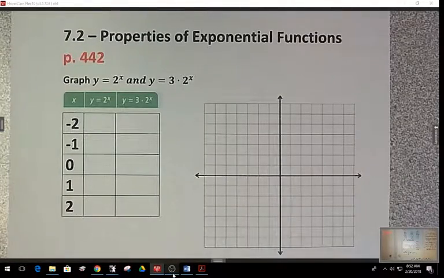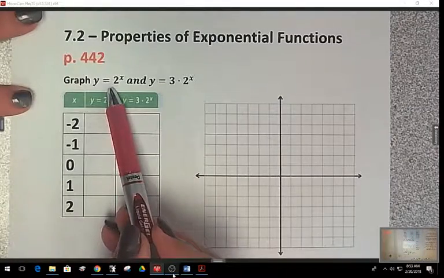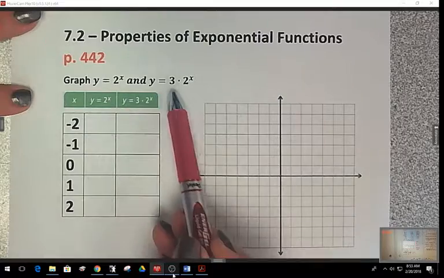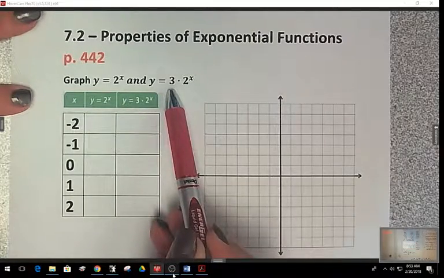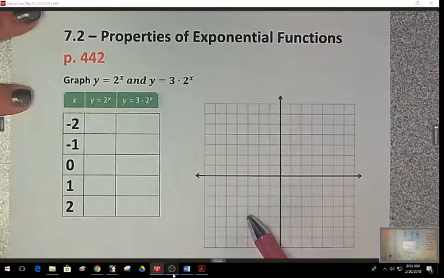All right, today we're going to cover section 7.2, which takes us back over some of the things we talked about in 7.1 and expands on it a little bit. A few of these things we actually talked about in 7.1. We talked about what the graph looked like, and now we're going to introduce the correct terminology for that. So we're going to graph y equals 2 to the x and y equals 3 times 2 to the x on the same graph.